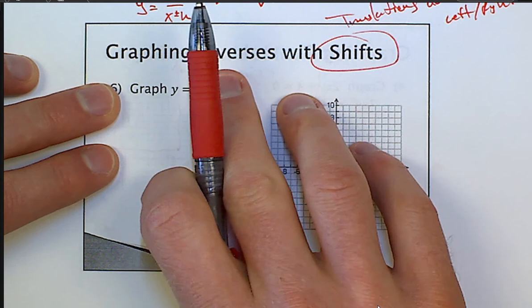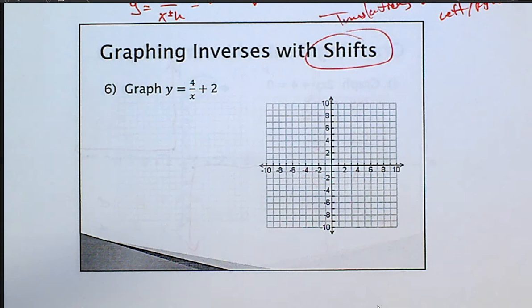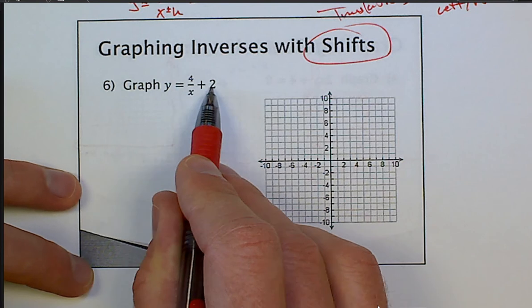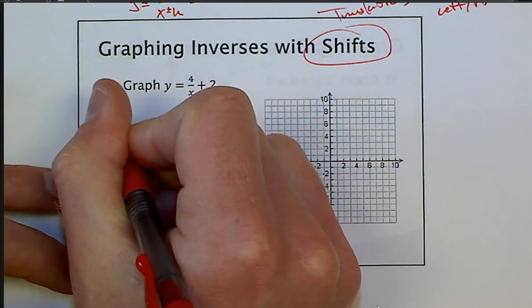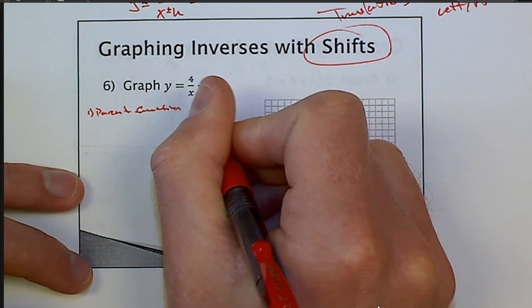Ah, you're right. But we're taking that concept or idea of the graph of an inverse function and we're shifting it now. With this one, the plus 2 is outside, not attached to the x, so that means this is going to move up 2. The first thing I do when I'm graphing these is ask, what is the parent function? What is the parent inverse function? That would be y equals 4 over x.